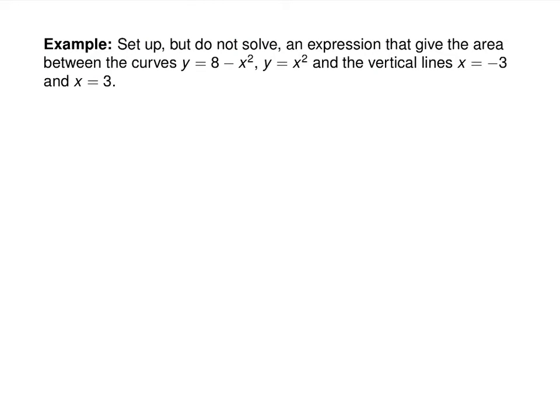All right, set up, but don't solve an expression that gives the area between the curves y equals 8 minus x squared, y equals x squared, and the vertical lines x equals negative 3 and x equals 3. Okay, so you guys have a grid, I don't, so I'm going to suffer through not having one. What does the parabola 8 minus x squared look like? Vertex at 0, 8, and then it's a negative parabola. Yep, so right there, that's one above the grid that you have on your paper.